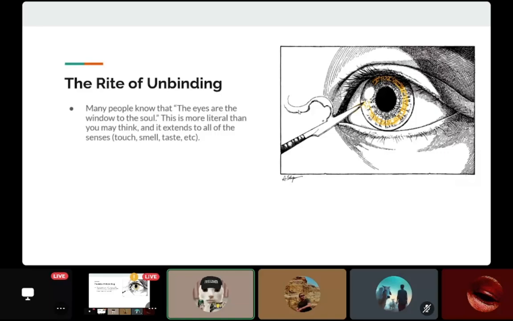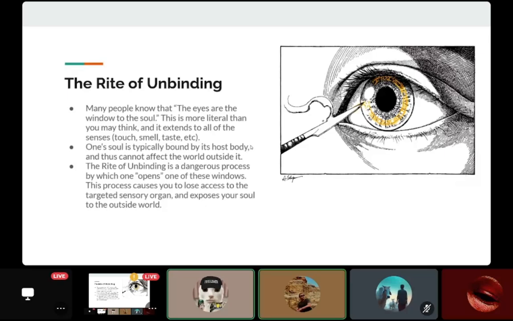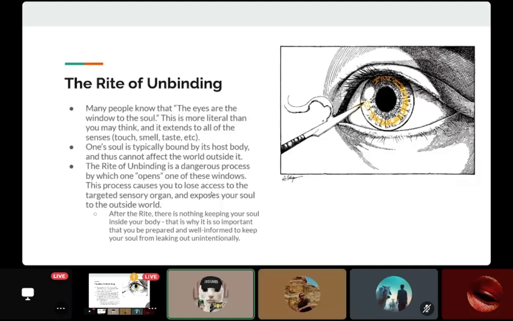Many people know that the eyes are the window to the soul. This is a literal state, and it extends to all of the other senses as well. Touch, smell, taste, hearing, etc. One's soul is typically bound by its host body, and thus cannot affect the world outside of it. This ritual is a dangerous process by which one opens one of these windows. The process causes you to lose access to the targeted sensory organ and exposes your soul to the outside world. And after the rite, there is nothing that keeps your soul in your body.